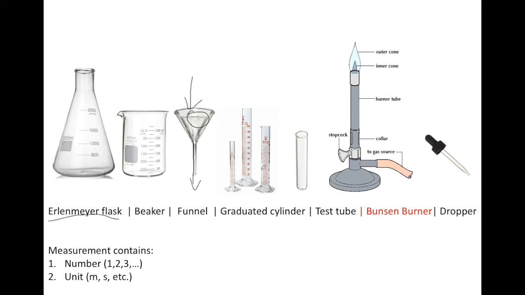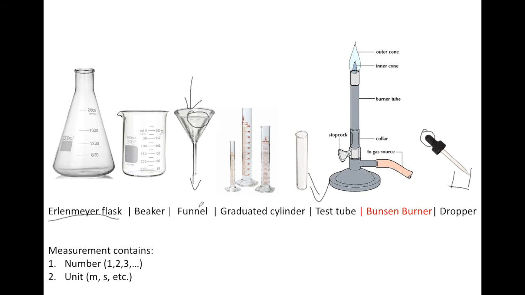This is the graduated cylinder, used to measure things, liquids, solids, etc. This is the test tube, used to observe chemical reactions, and this is the Bunsen burner. Basically, it burns. And this is a dropper. You squeeze this little thing here, and it will absorb the liquid it's in. When you squeeze it again, it will spit those liquids out.